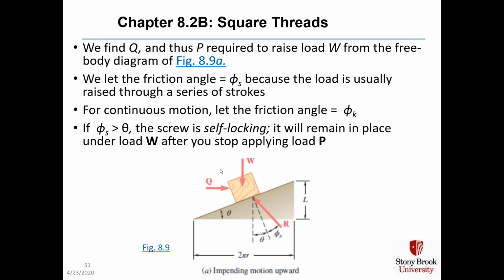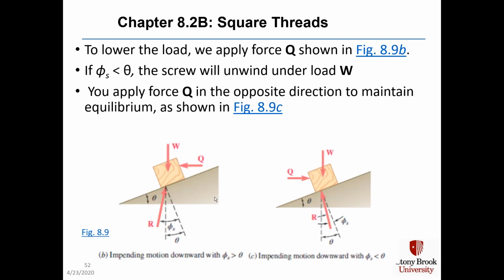Now if I'd been a robot, I could have done continuous motion and let this friction angle be phi sub k. And if phi sub s is greater than theta, the screw is what we call self-locking. It will remain in place under load W even after you stop applying P, because there's so much friction in the system that the handle won't rotate the other way, which is analogous to saying there's so much friction between the block and the incline that the block would just stick and not translate down that incline.